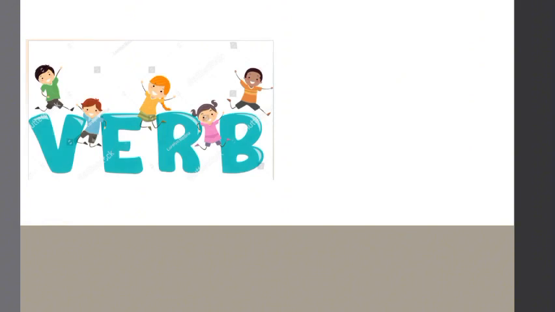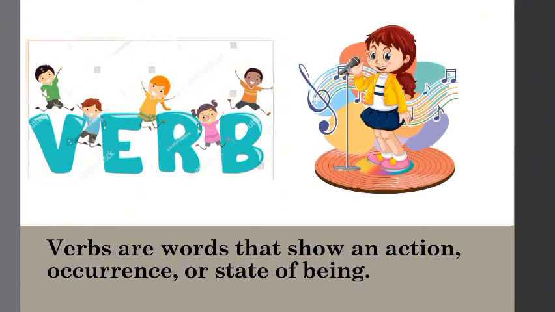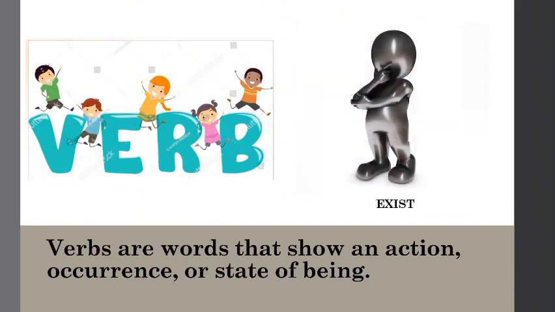Before we delve into the main topic for today, we are first going to define the word verb. Verbs are words that show an action, occurrence, or state of being. We have here three examples: the verb that shows an action, which is singing; the verb that shows occurrence, which is develop; and the verb that shows the state of being, which is exist.